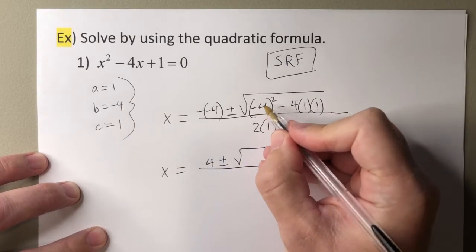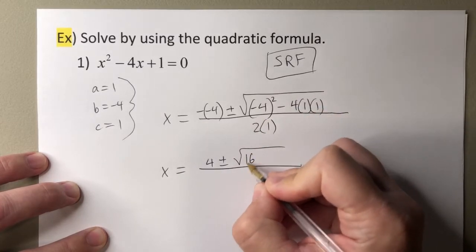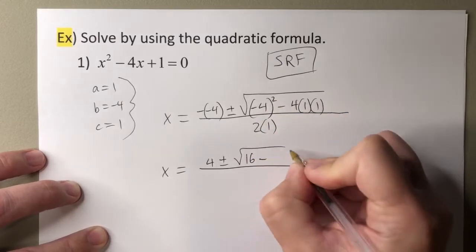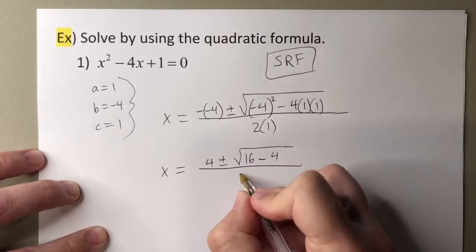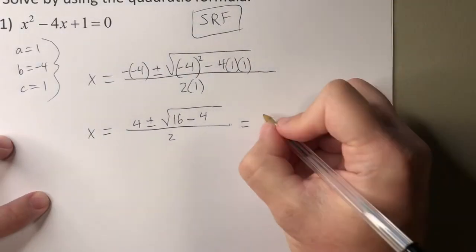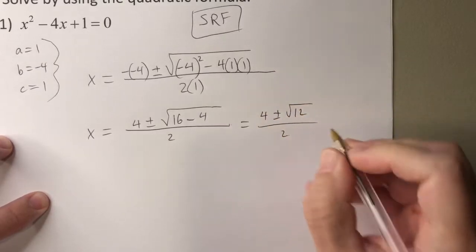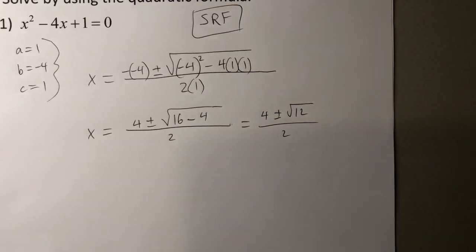The quantity of negative 4 squared is 16. Folks, B squared will always be positive. All right, always. Okay, then minus what? 4 times 1 times 1 is 4. All over 2 times 1 is 2. So we now have what? We now have 4 plus or minus square root of 12 over 2, right? 16 minus 4 is 12. All right, this is not reduced.